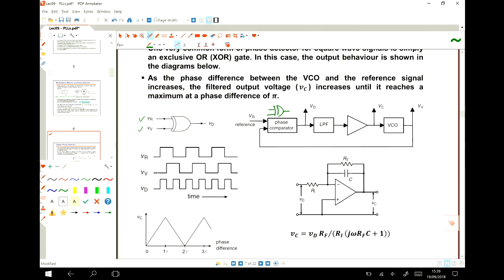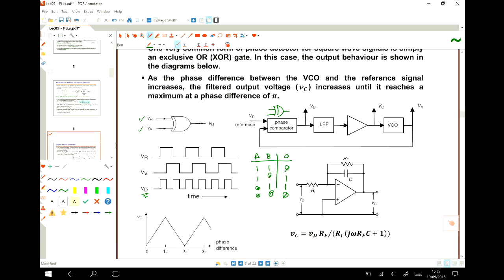So the XOR function: A, B, out. 1, 1 gives 0; 0, 1 gives 1; 0, 0 gives 0... so the output is 0, 1, 1, 0. Okay? And then the output will be this. All right? So this is the output of the phase comparator that we have.